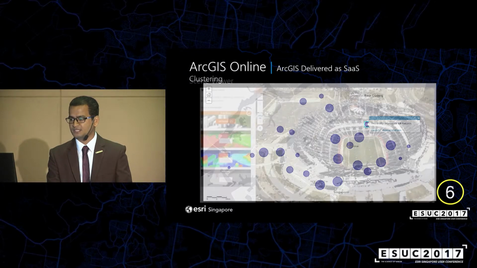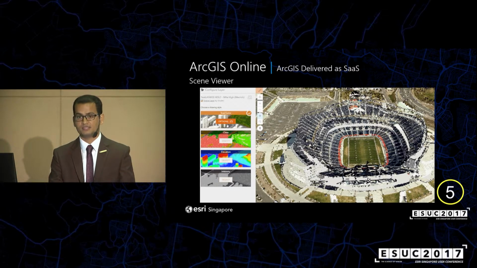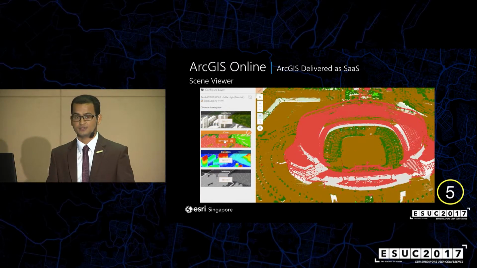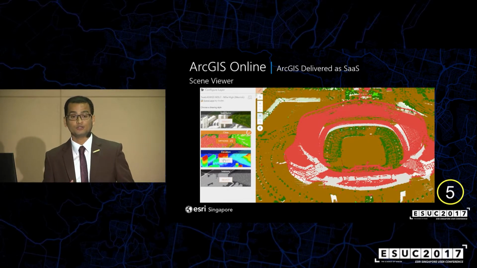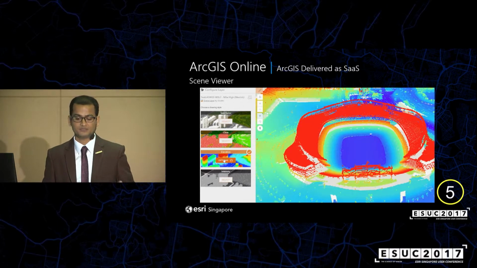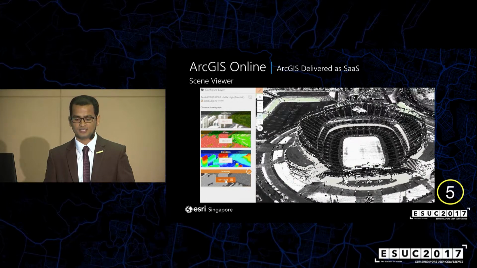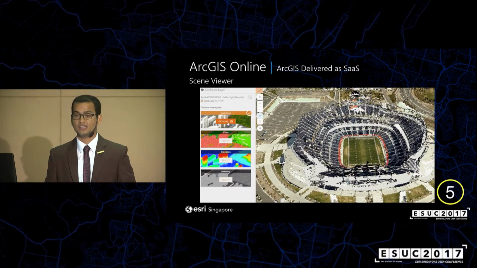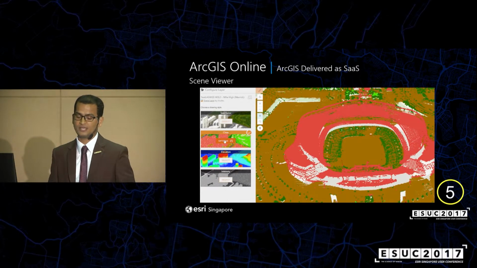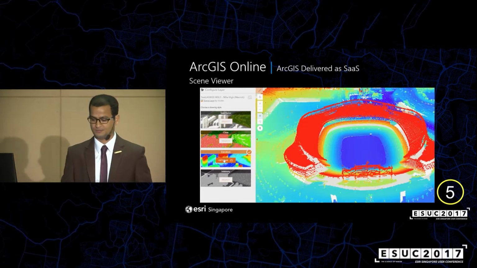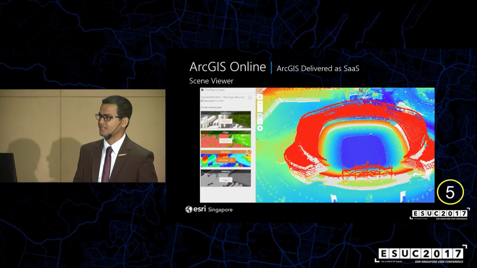Number 5 is also from ArcGIS Online, but this has to do with 3D smart mapping. You can style your point clouds directly in Scene Viewer using smart mapping technology. You can visualize your layer using elevation, intensity, class codes, or true color based off your point cloud attributes. This is really interesting.